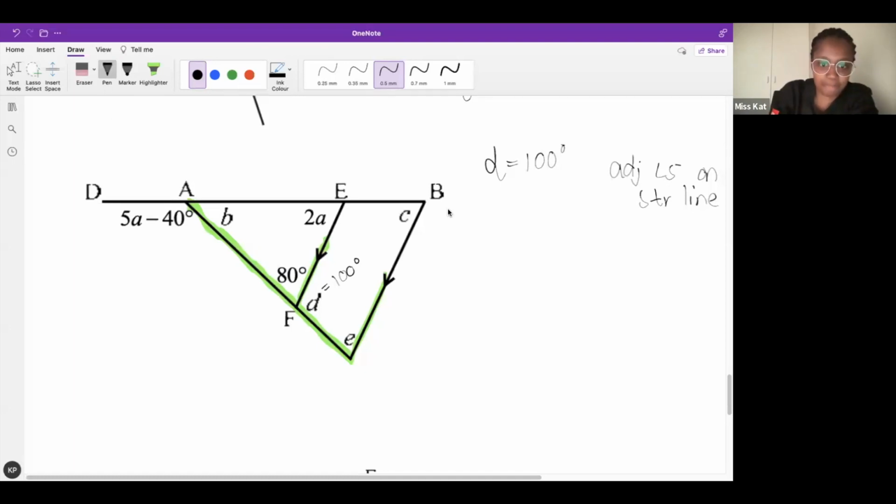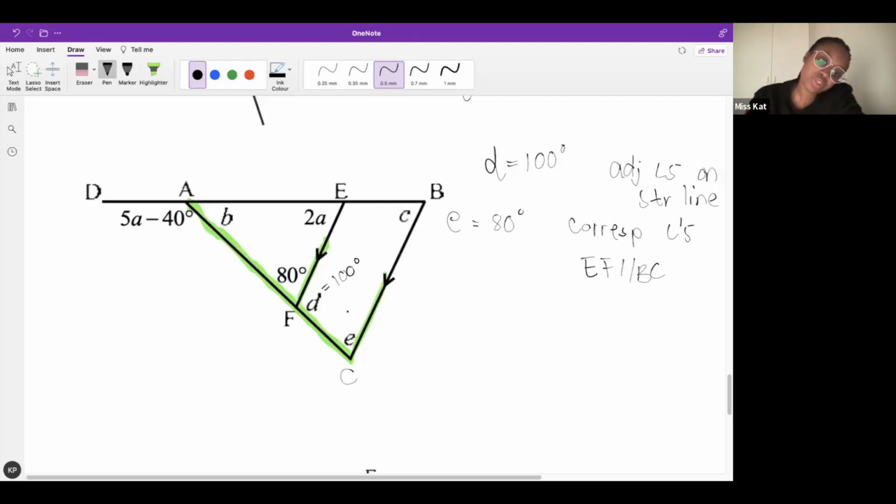Ma'am, you can say E is equal to 80 degrees because of corresponding angles. E is equal to 80 because of corresponding angles. Thank you, Eddie. See, this isn't that bad, guys. And which parallel lines are we using? Okay, ABC. Yeah. We're using EF is parallel to BC. So now we know this one is 80.